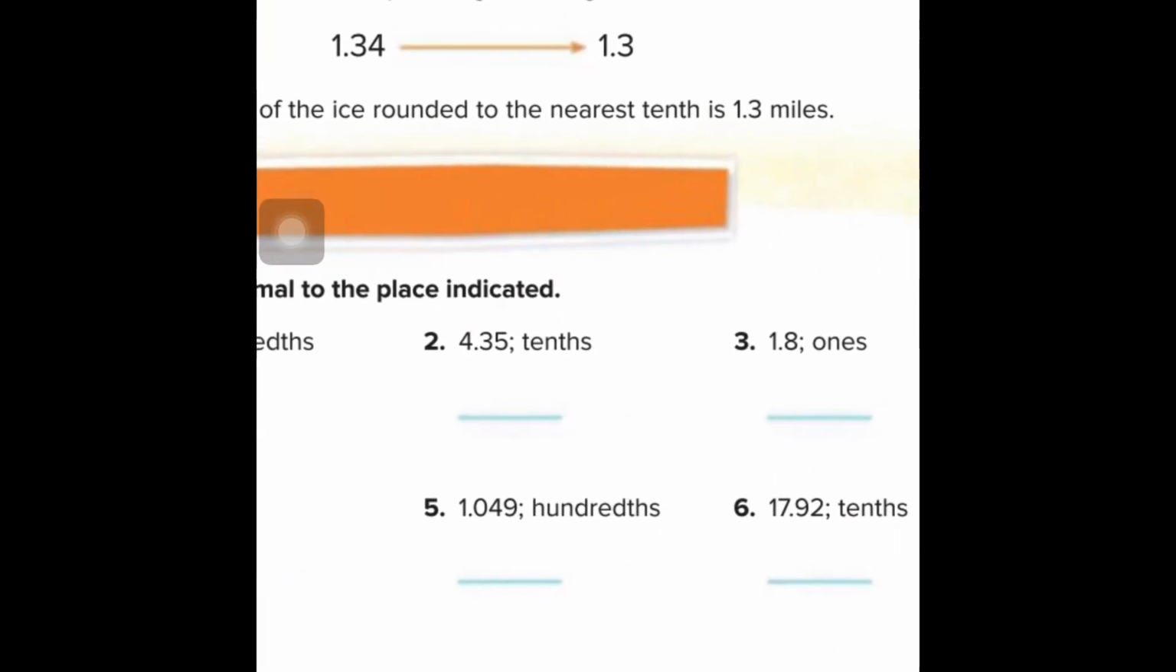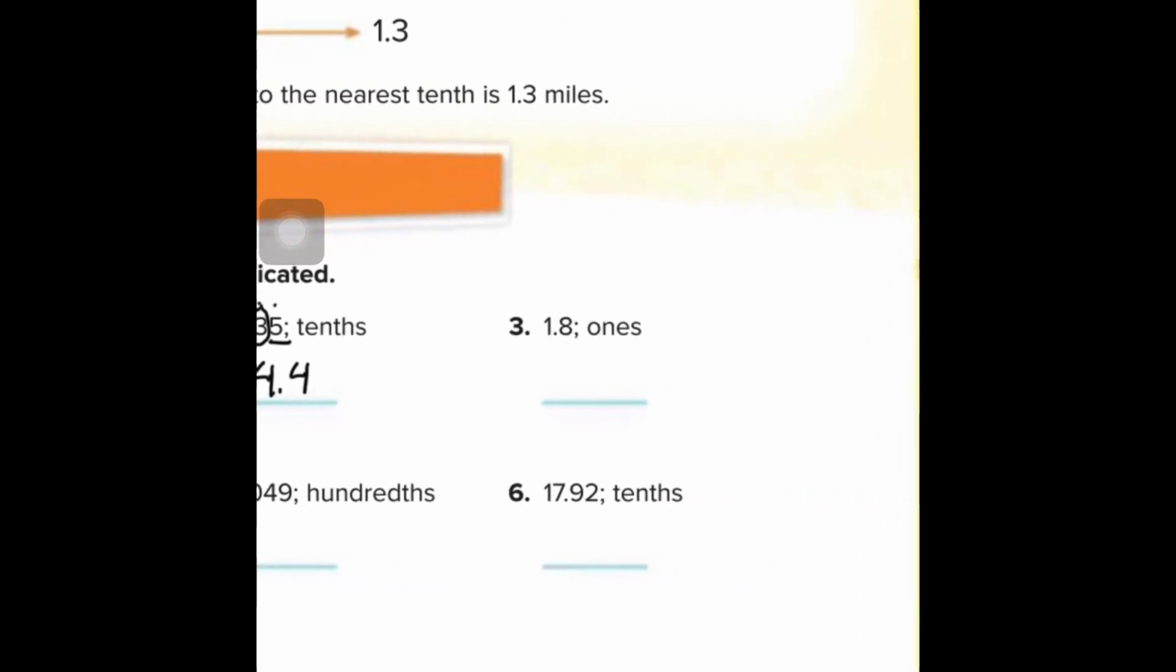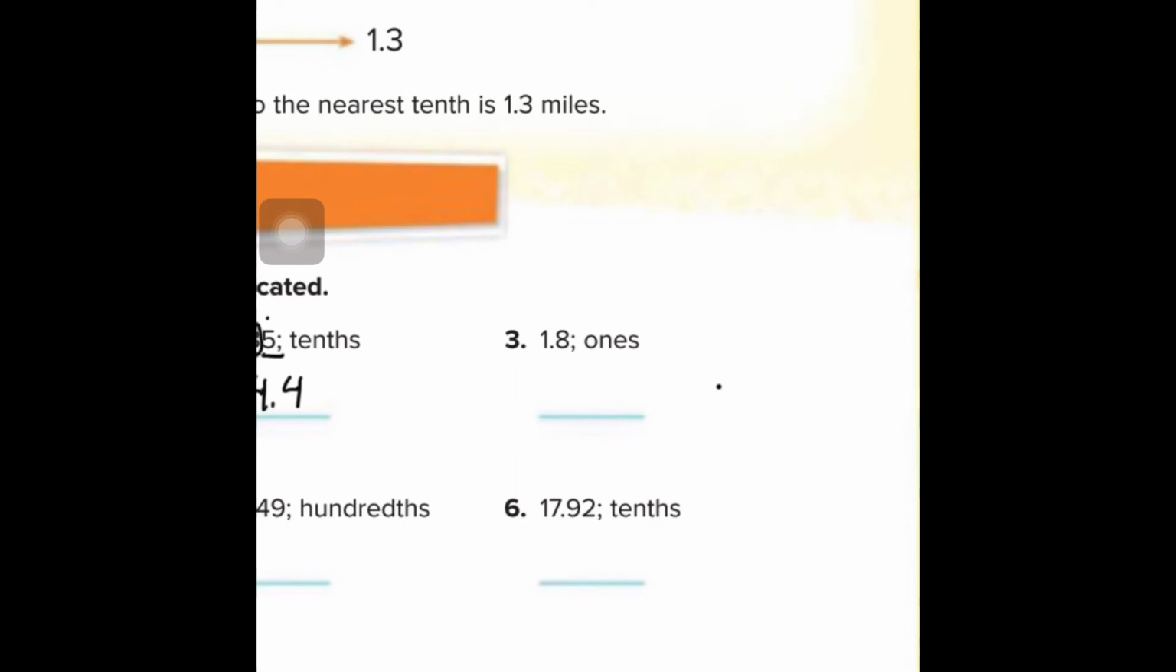Number 2, tenths. Tenths, hundredths. So this one is our target. That one's going to determine what happens. It is 5 or above, so the 3 will be rounded up to 4.4. Number 3, the ones. This is the ones place. That 8 is going to determine what happens to that 1. It is above 5, so it is going to round to a 2.